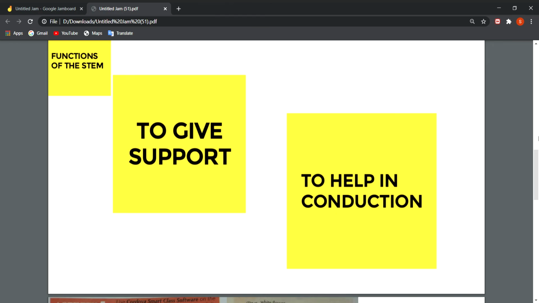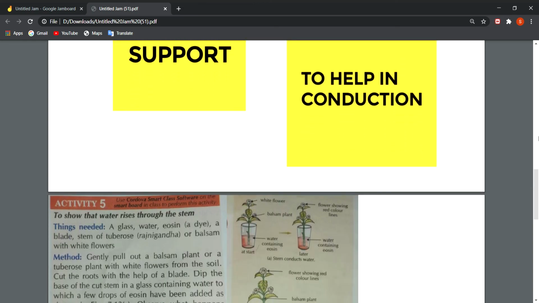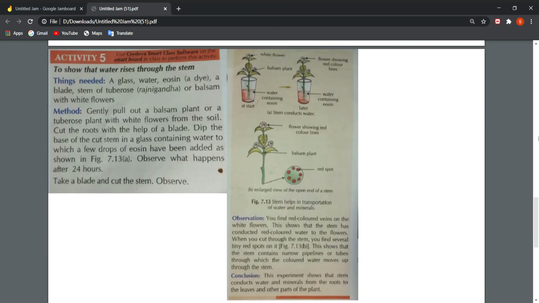Now we shall discuss an activity to show that water rises through the stem. For this activity, you need a glass of water, eosin, which is a type of dye or color, a blade, and a stem of tuberose, which in Hindi you call Rajnigandha, or balsam with white flowers. What you have to do is gently pull out the balsam plant or a tuberose plant with white flowers from the soil. Cut the roots with the help of a blade.